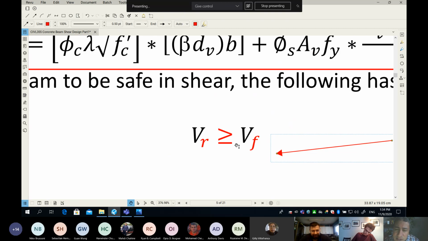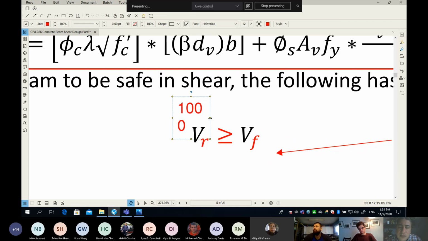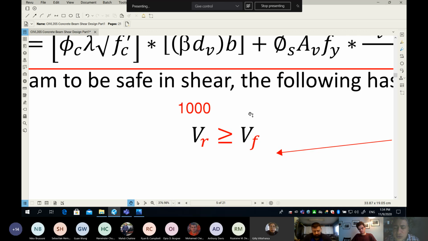How about V sub f? V sub f is the factored shear force, or the shear force coming from factored load. So for example, this number can be 1,000, so it means my beam can take 1,000 kilonewton. This number on the right can be 900. It can be 800. It depends on how heavy my load is and what my span is and other things.